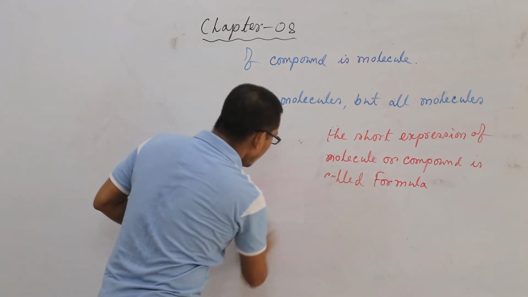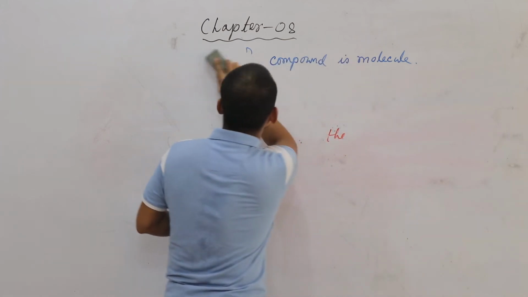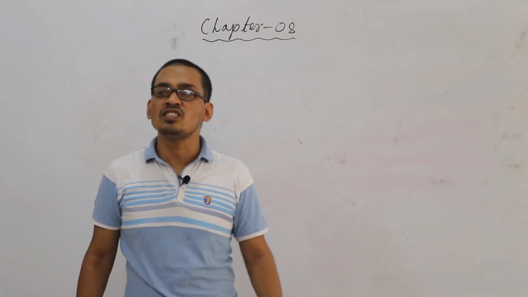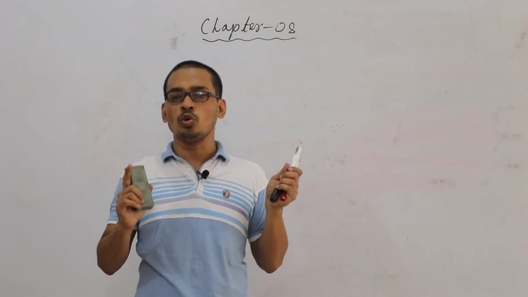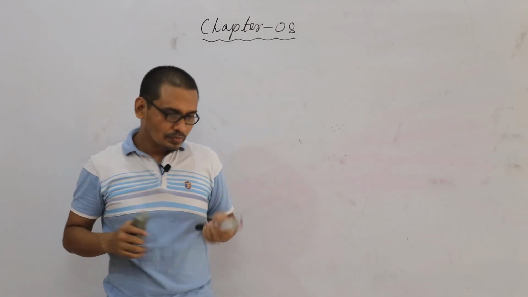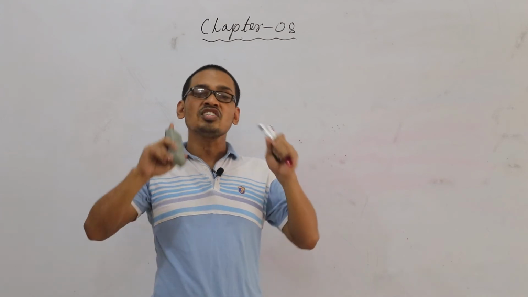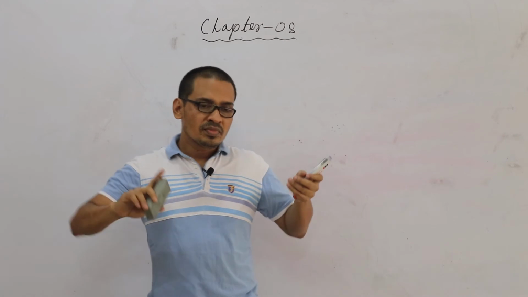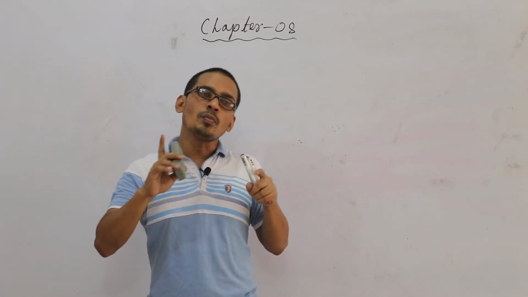But there are some rules to write formula. Before that, we have to learn valency. What is valency? It's a very new word to you. Valency. You can consider valency as your hand. Suppose you have 2 hands, so your valency is 2.